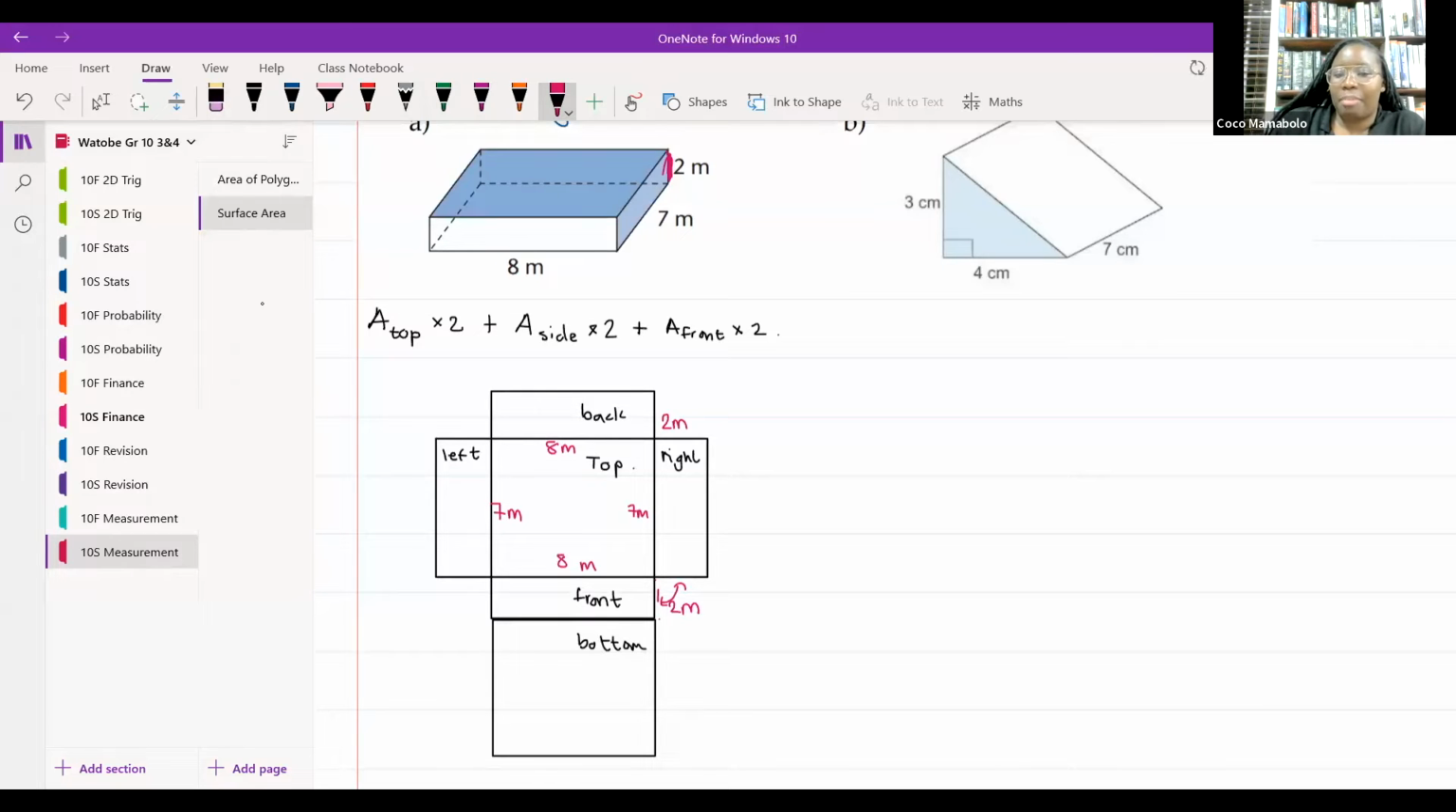Now I've got the dimensions for my front and my back side. And now I've got the breadth of my right side. What is the length of the side over there? Correct, Amber. You're killing it today. Good. Yes, it's 7 meters. So we've got 7 meters.